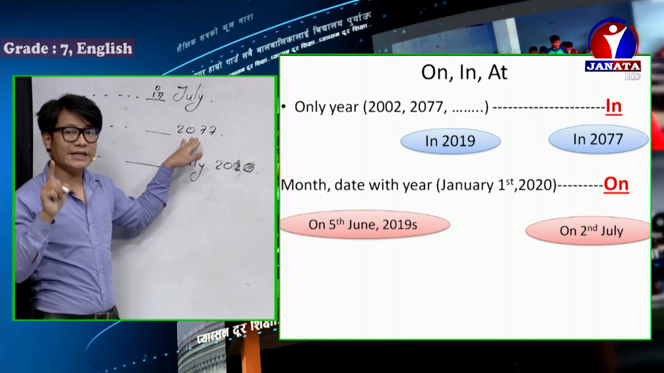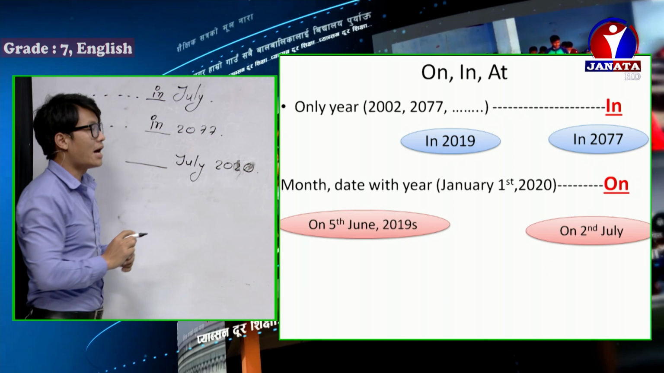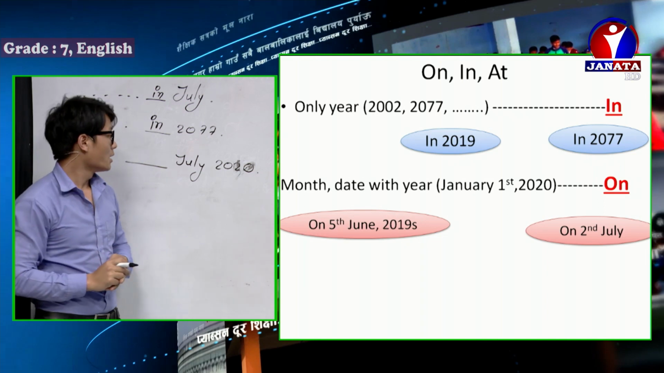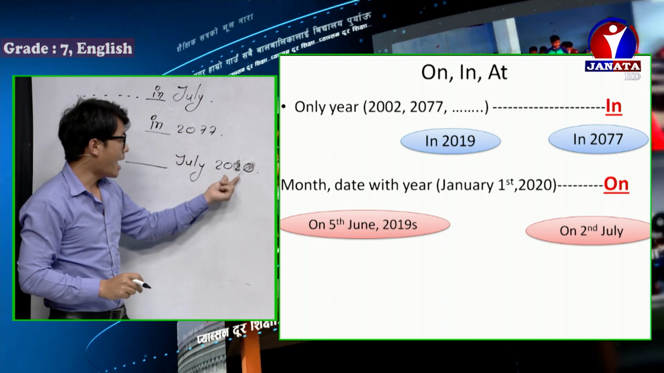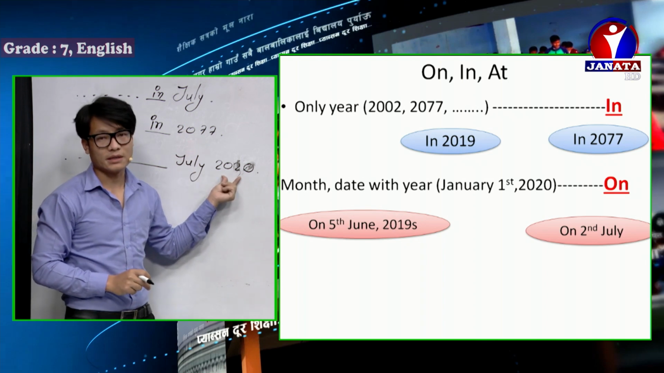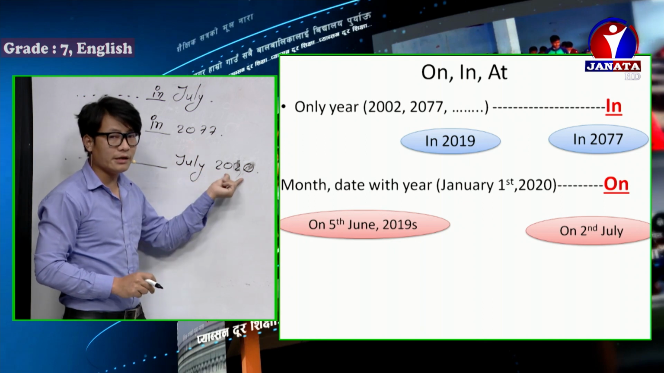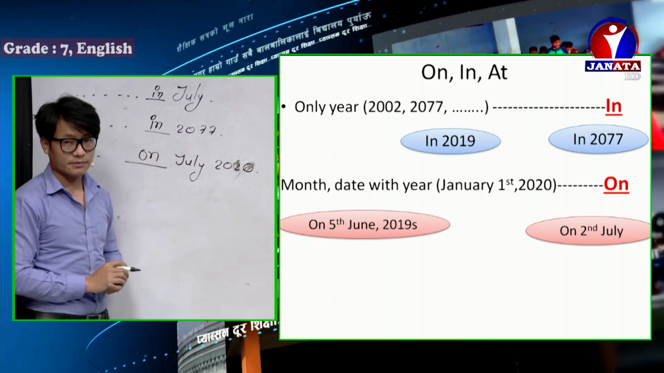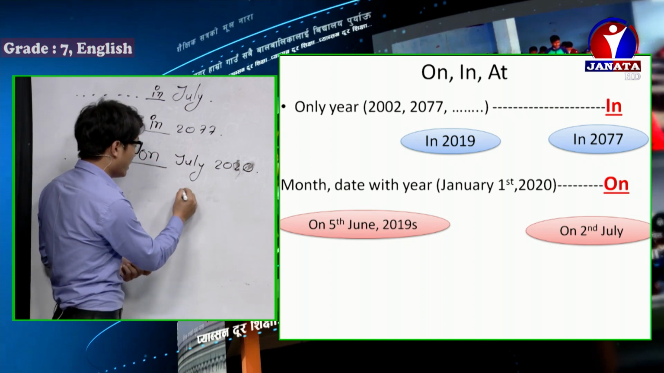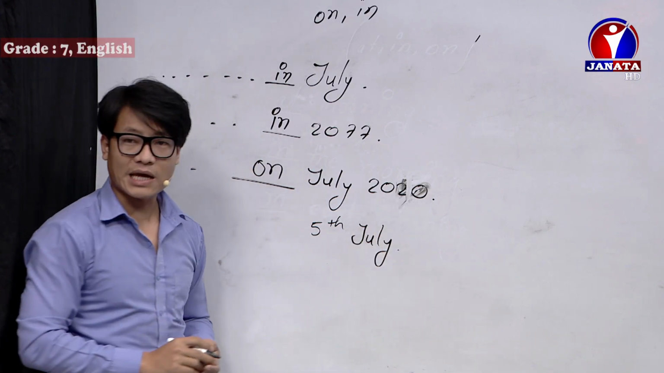So here is only a year, so obviously we are going to use "in": in 2077. Now look at the one below. Here is July month and 2020. Month and year. If month and year come together, then we use "on". Sometimes it also comes like 5th July. 5th July also can come.